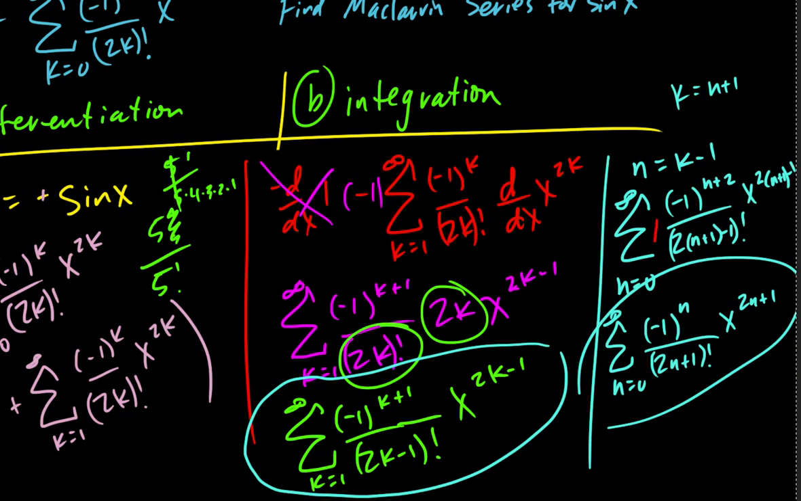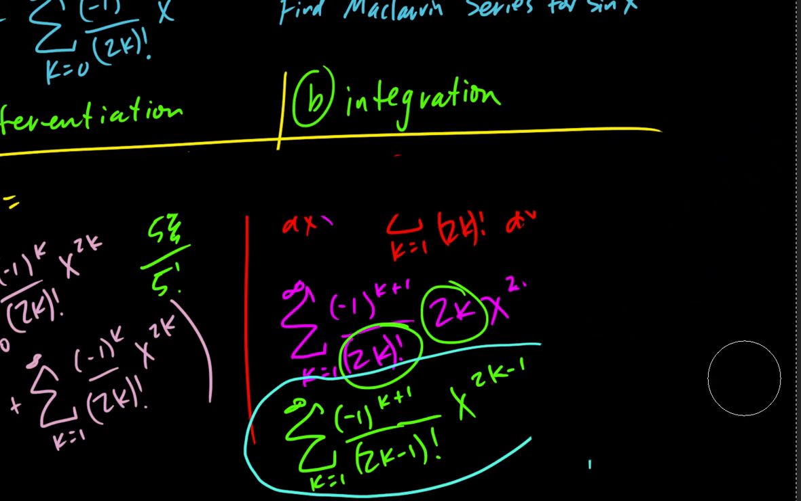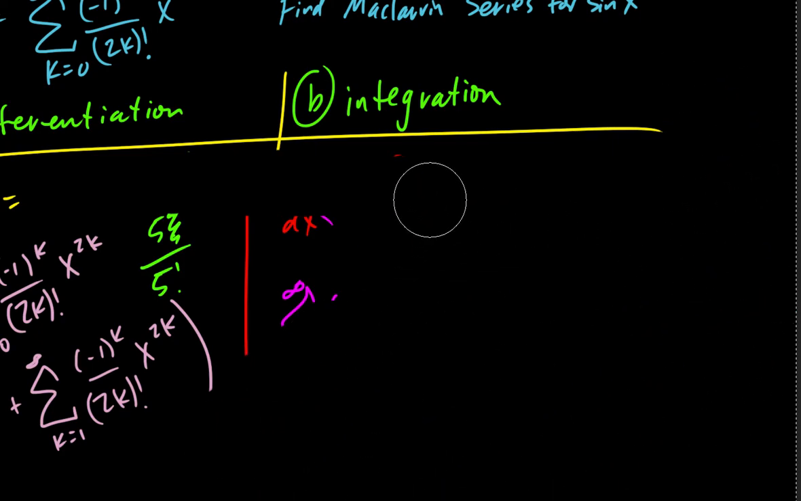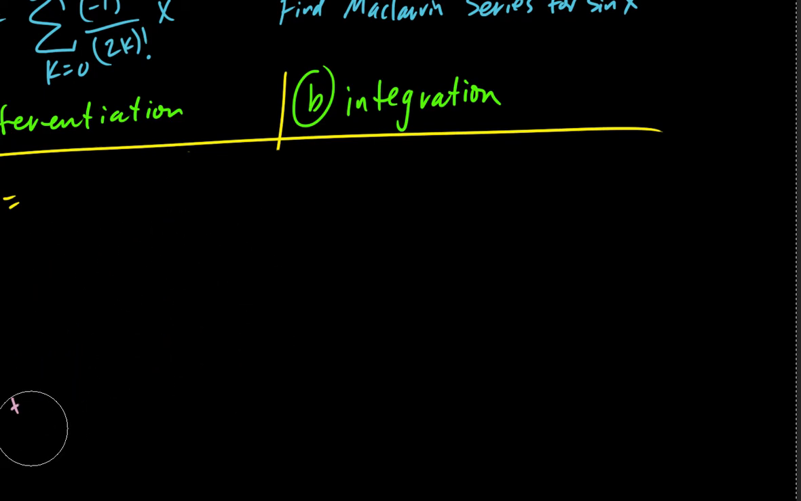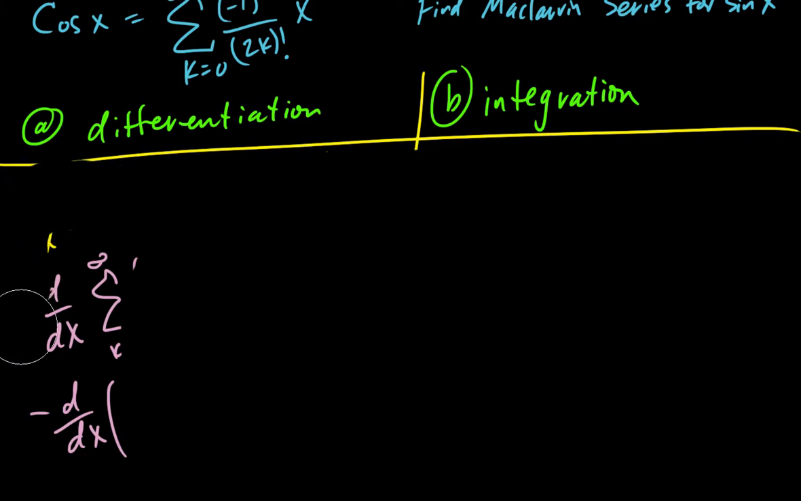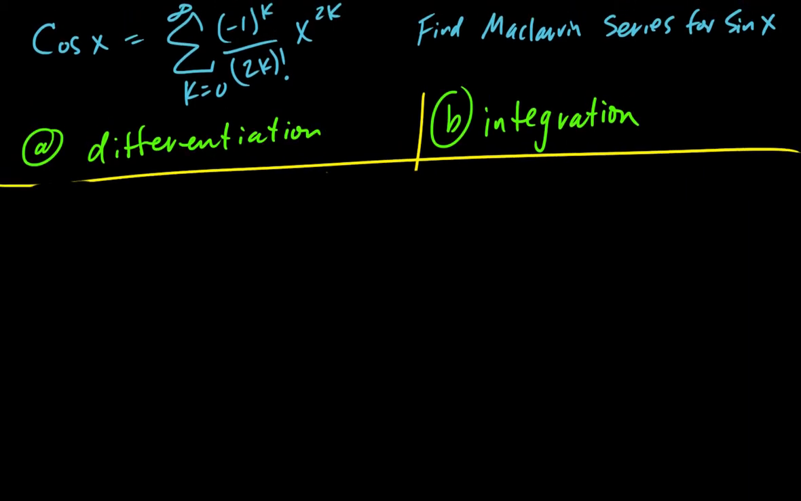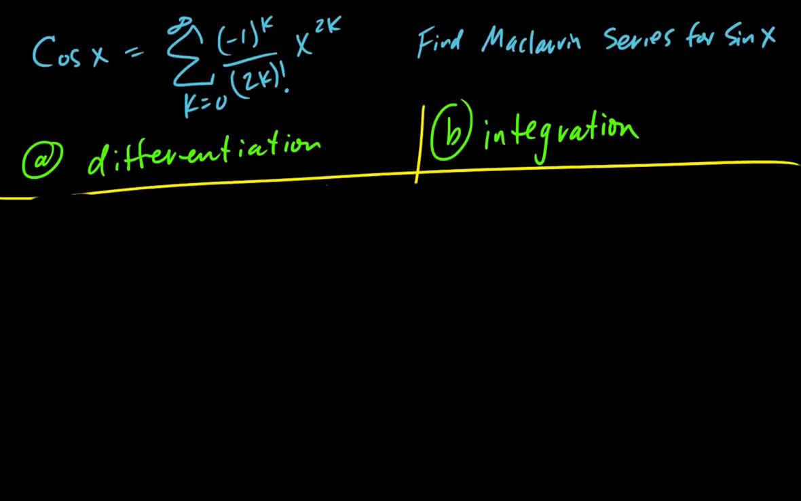And let me erase this. And we'll do it using integration. Okay, so once again, we have cosine. We're trying to find sine. And so the first thing we want to think about is that if we take the antiderivative of cosine, we get sine.